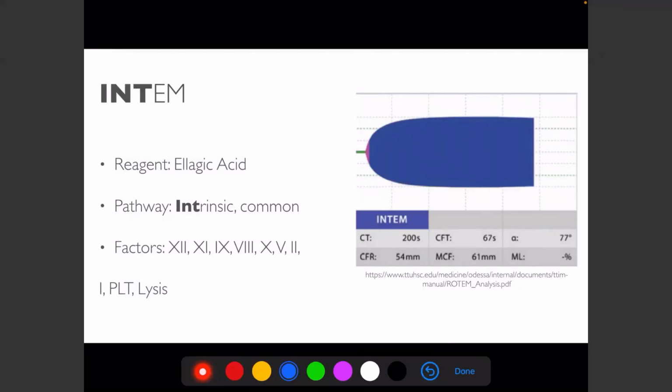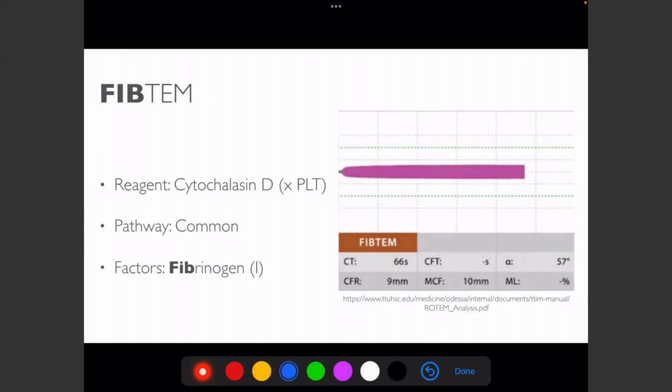And that measures all those factors there. Your FibTEM is the next one. They're all named for what they basically do, so it's easy to remember the first three. All that adds is a protein that essentially just blocks platelets. So the information you're going to get on your FibTEM is independent of the platelet component.